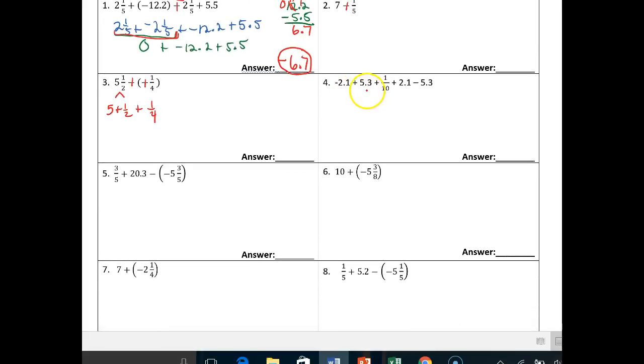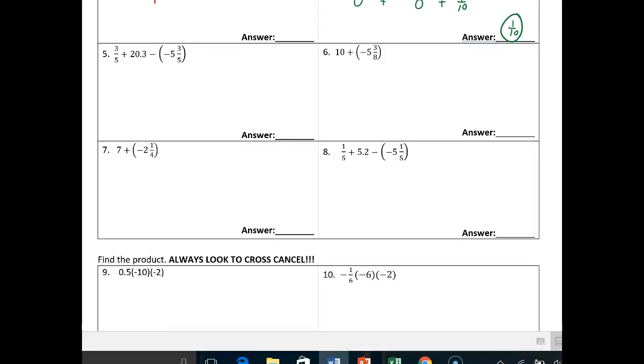So negative 2.1 plus 5.3 plus 1/10 plus 2.1 minus 5.3. Let's first make that plus and negative. Before we freak out about there being 1/10 in this problem, let's try to use the commutative property. So negative 2.1 plus positive 2.1 plus 5.3 plus negative 5.3 plus 1/10. Now I have opposites here, which add up to 0, plus opposites here, which add up to 0, plus 1/10. This problem is not that bad at all. It's just 1/10. Commutative property can really help us out.